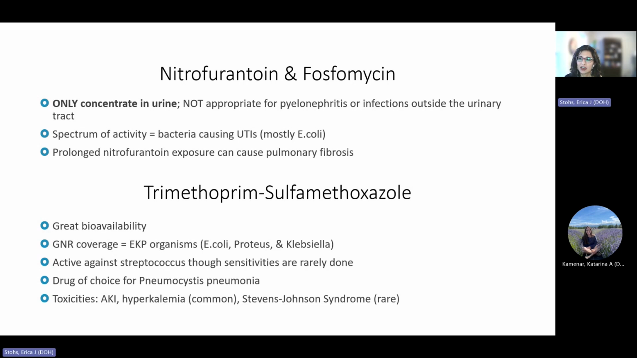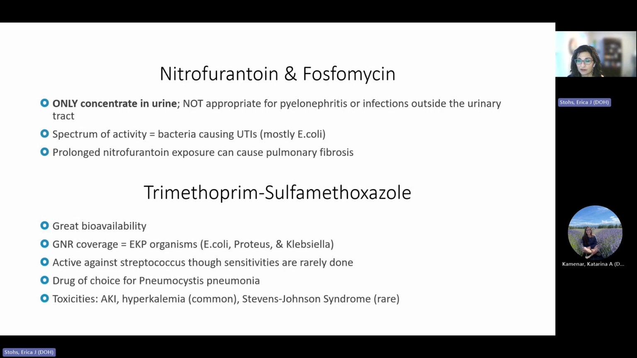And then finally, trimethoprim sulfamethoxazole. This is an antibiotic in and of itself with unique coverage. So again, this one is also good bioavailability. It does have good gram-negative coverage. So in particular, our E. coli, Klebsiella, and Proteus. It also has activity against some strep, though we rarely get sensitivities for it.